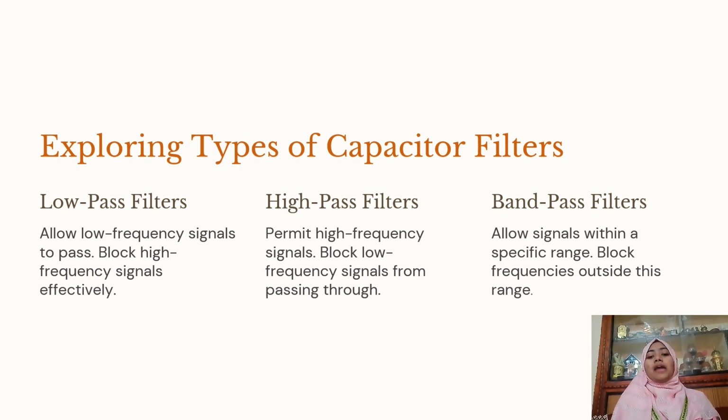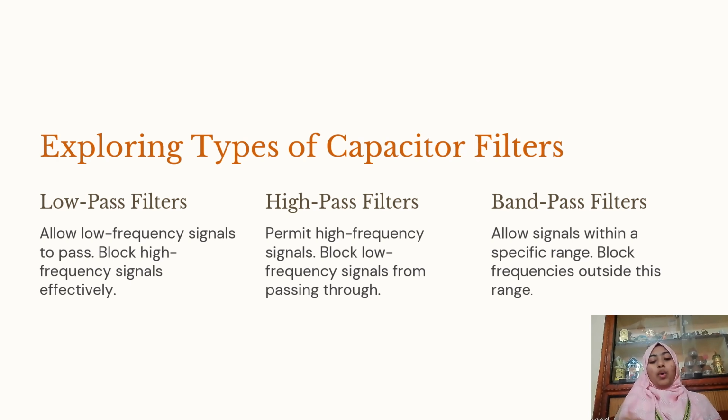Next, high pass filters permit high frequency signals and block low frequency signals from passing through. As opposite to the low pass filters, these high pass filters permit high frequency signals in the circuits. And as low pass filters block the high frequency signals, high pass filters also block low frequency signals from passing through the circuit effectively.